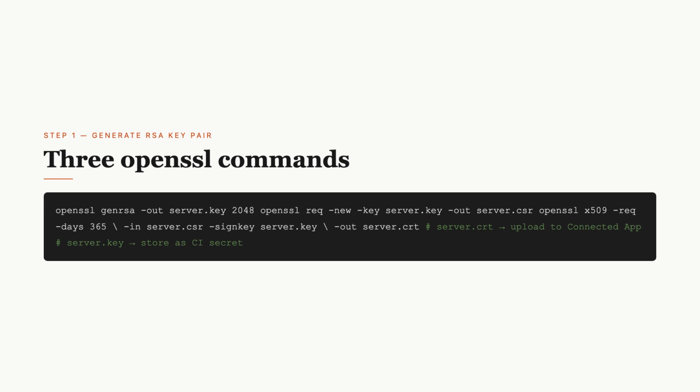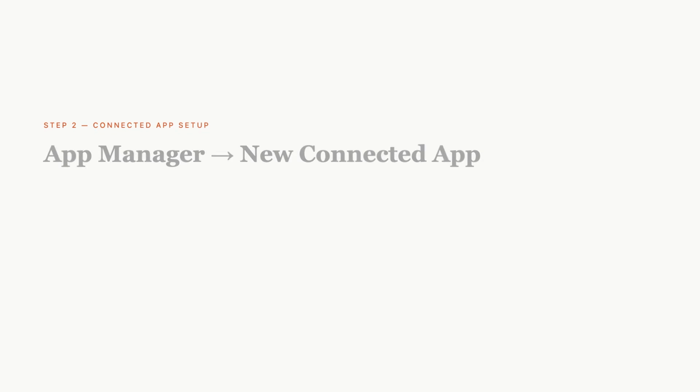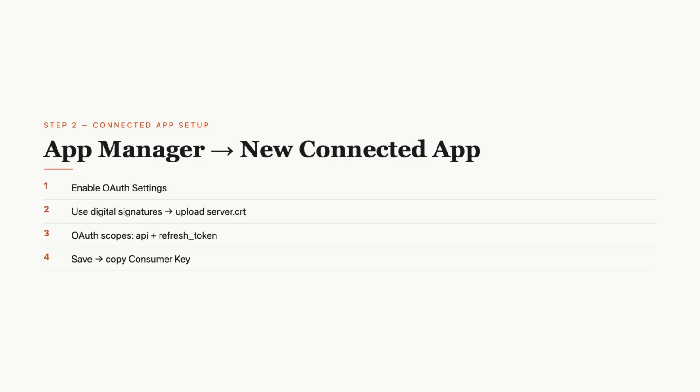In Salesforce Setup, go to App Manager and create a new connected app. Enable OAuth settings. Set the callback URL to https://login.salesforce.com/services/OAuth2/success. Required even for JWT Flow. Check "Use digital signatures" and upload the server.crt certificate you generated.